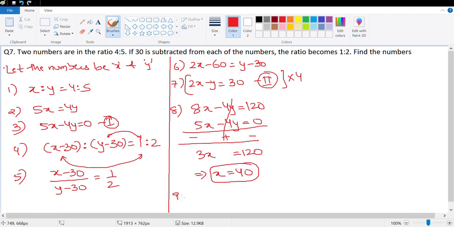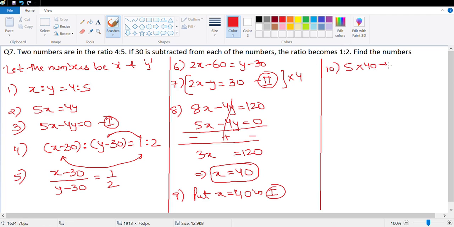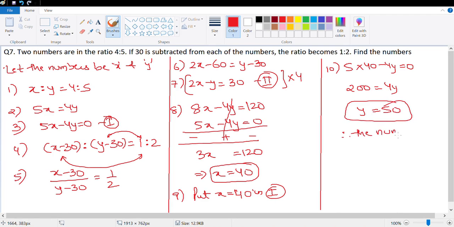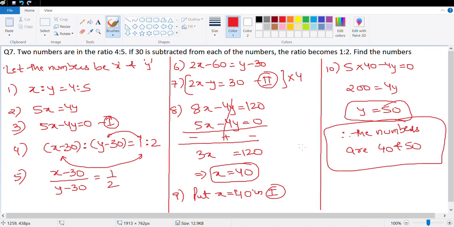Now put x is equal to 40 in equation 1, and we have 5x minus 4y, which means 5 into 40 minus 4y is equal to 0. 200 is equal to 4y. Y is equal to 50. Therefore, the numbers are 40 and 50. So these are the two numbers. Simple. Let's look at the next question.